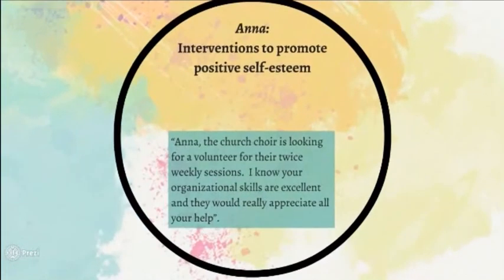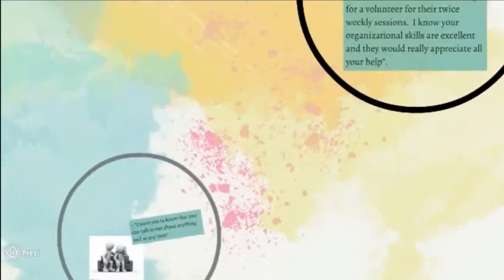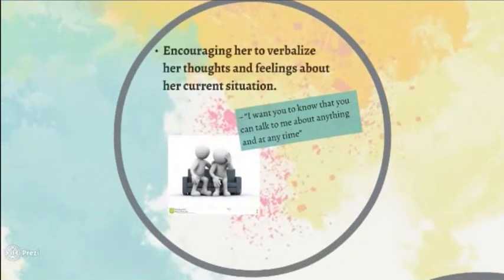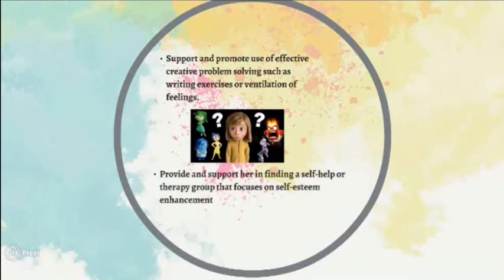encourage each other. For Anna, intervention will be focused on promoting positive self-esteem. Anna is at risk for developing negative perception of self-worth due to a disturbed body image. Nursing interventions for her to enhance her self-esteem would include encouraging her to maintain highest level of functioning, encouraging her to verbalize her thoughts and feelings, supporting and promoting use of effective, creative problem solving such as writing exercises or ventilation of feelings. And lastly, providing and supporting her in finding a self-help or therapy group that focuses on self-esteem enhancement.